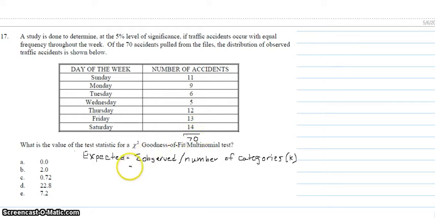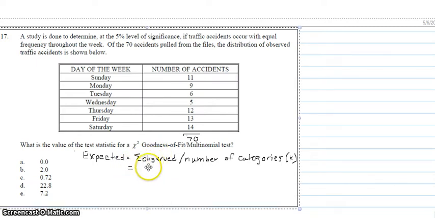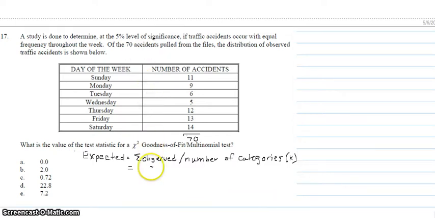So our expected actually equals the sum of 70 divided by our number of categories. Remember, our number of categories were the days of the week: Sunday, Monday, Tuesday, Wednesday, Thursday, Friday, Saturday. So that is 7. And that number then equals 10.